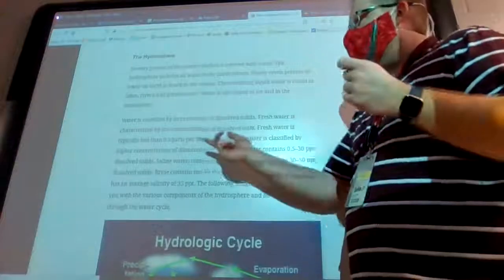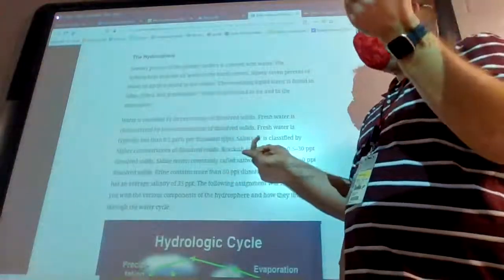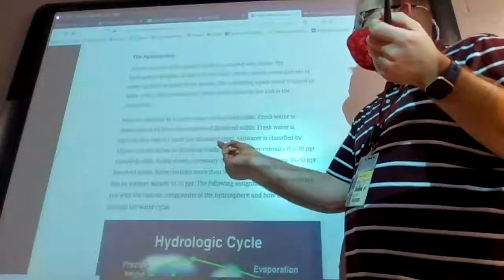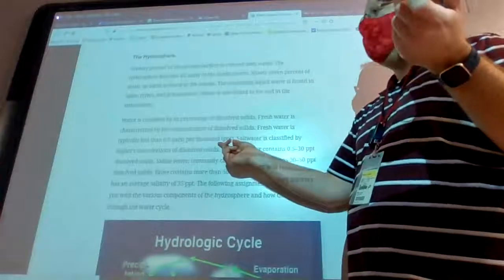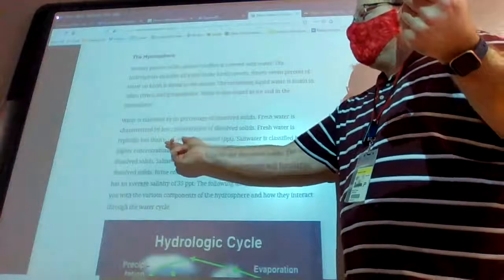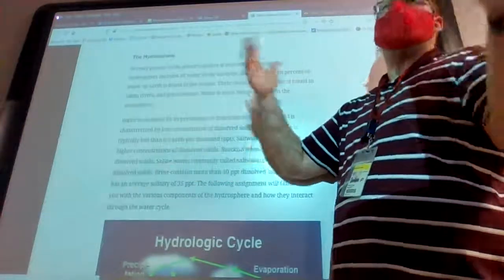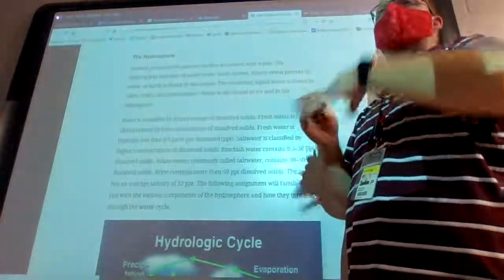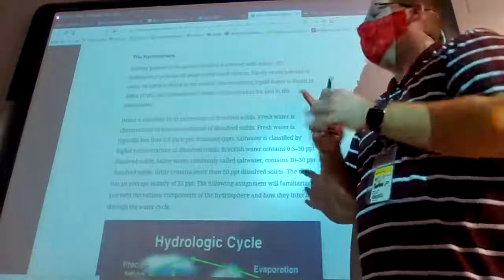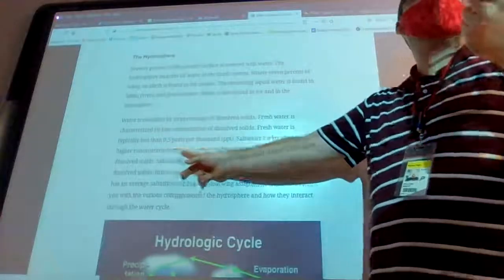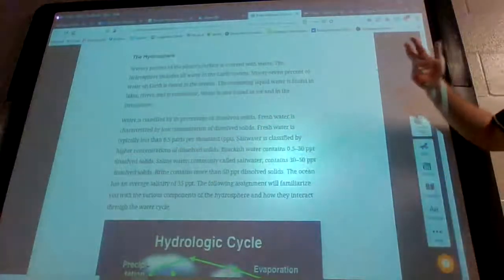In the ocean, they talk about salinity. It's talked about in parts per thousand. In fresh water, you have very little dissolved solids. Parts per thousand is 0.5. So if I have 1,000 grams of fresh water, less than half of a gram is actually going to be dissolved substances.